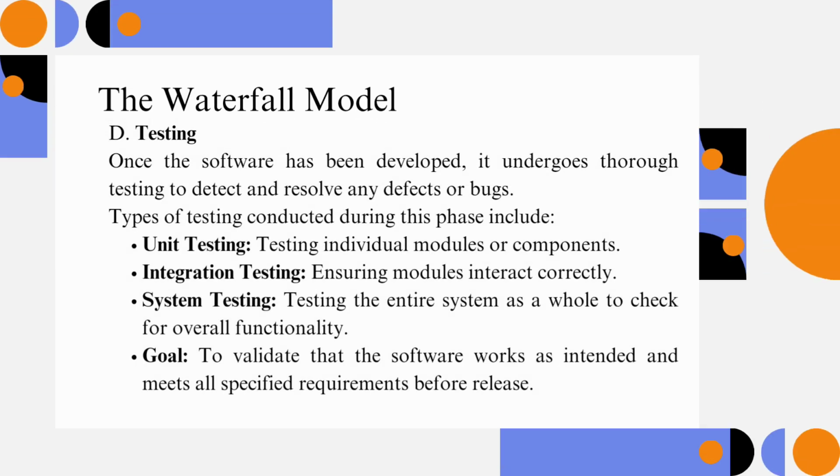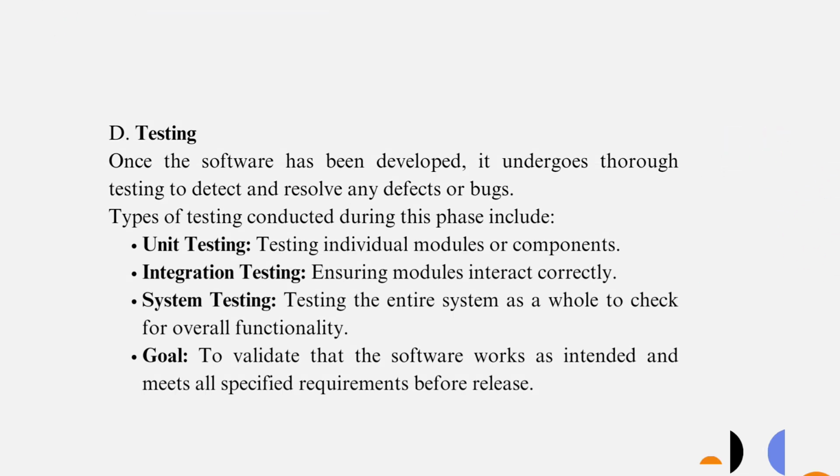D. Testing. Once the software has been developed, it undergoes thorough testing to detect and resolve any defects or bugs. Types of testing conducted during this phase include unit testing, testing individual modules or components. Integration testing, ensuring modules interact correctly. System testing, testing the entire system as a whole to check for overall functionality. Goal: to validate that the software works as intended and meets all specified requirements before release.